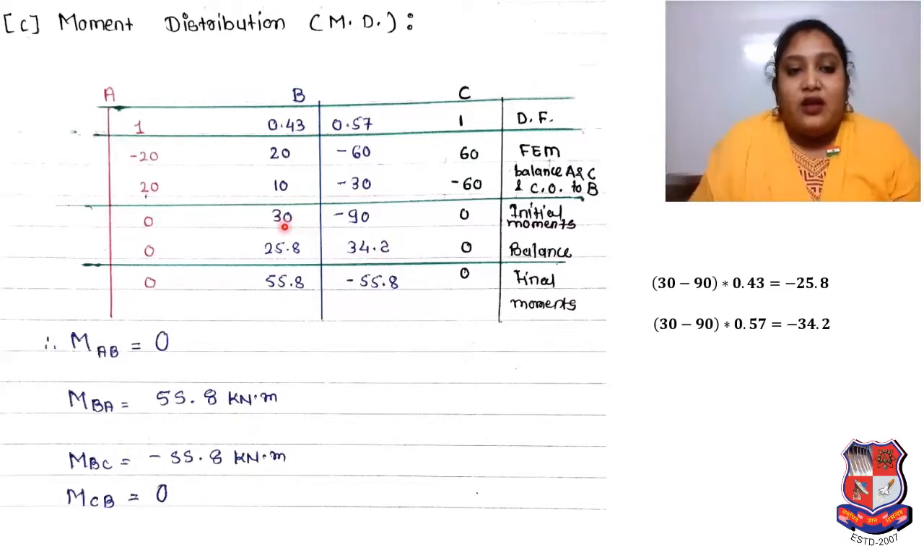Okay. Now again we have to do addition of both values. So 30 plus 25.8, you will get 55.8. Here minus 90 and plus 34.2, you get minus 55.8. Means no doubt it is positive and negative, but the value of the moment is the same over here, and here 0, 0 is there, which means our moment distribution is completed over here, right?